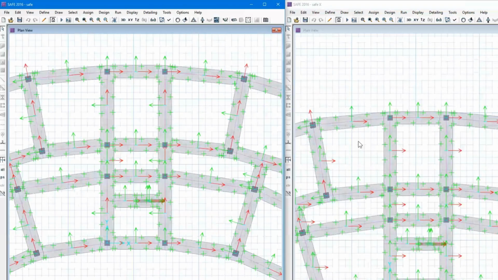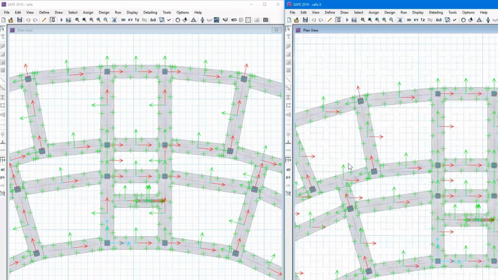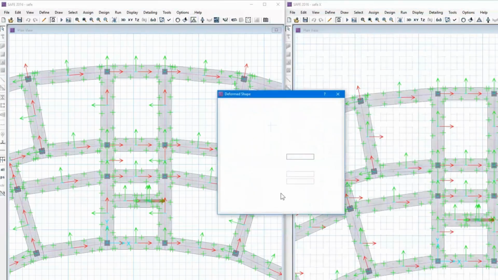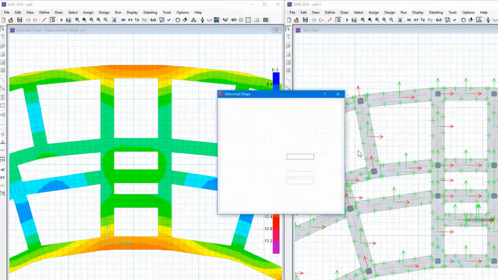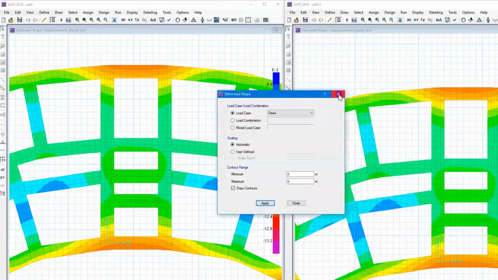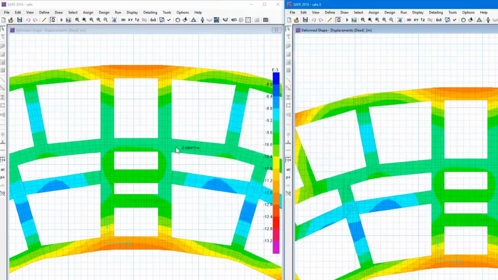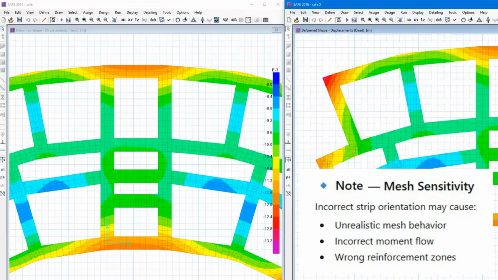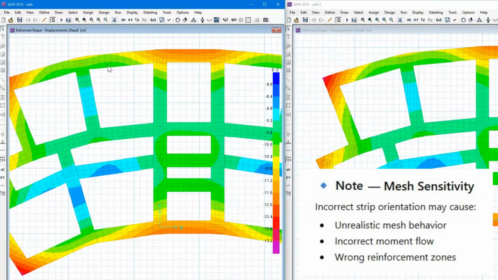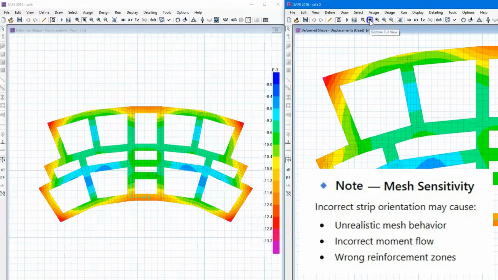If you do not rotate the local axes correctly, SAFE may generate inaccurate meshing, incorrect force distribution, and unreliable reinforcement design results. Now let's compare these two models. In the model on the left side of the screen, the local axes are rotated and aligned with the strip direction. But in the model on the right side, all local axes remain aligned with the global X and Y directions. Next, we run the analysis for both cases.